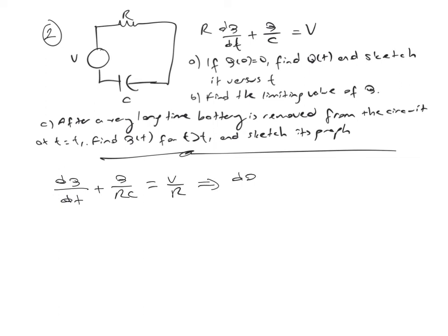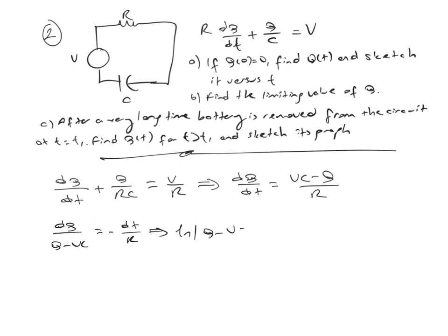And from here, dq over dt is equal to (VC minus q) over RC. And dq over (q minus VC) is equal to minus dt over RC. By integrating both sides, ln of (q minus VC) is equal to minus t over RC plus k. K is the constant here. From here, q minus VC is equal to e to the minus t over RC times k. And q is equal to VC plus e to the minus t over RC times k.